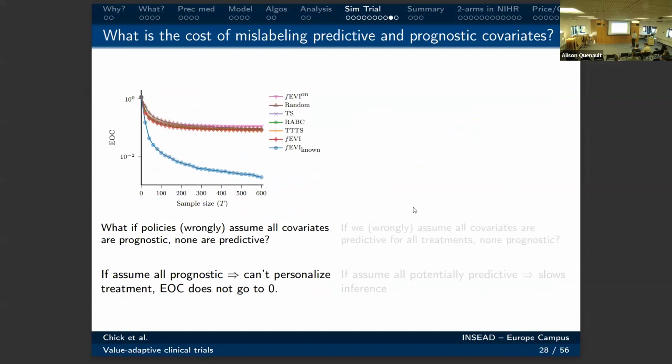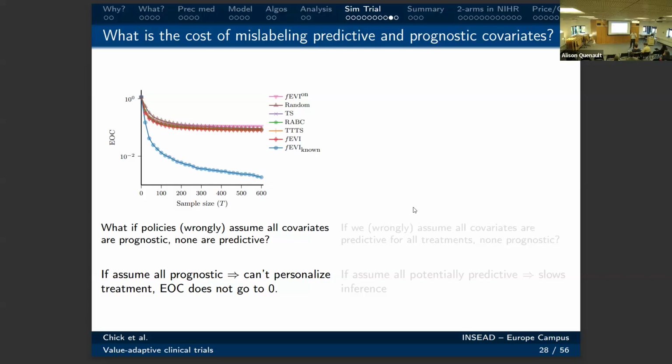Okay, so another thing that you might have a concern about is, well, Steve, you said you have a suspicion that something might be predictive or something might be prognostic. What if you got it wrong? Let's think through that. If I think that more covariates are potentially predictive with respect to more treatments, I've added more covariates in my regression that I have to estimate. Because I've got more parameters to estimate, you might imagine that inference will be slower.